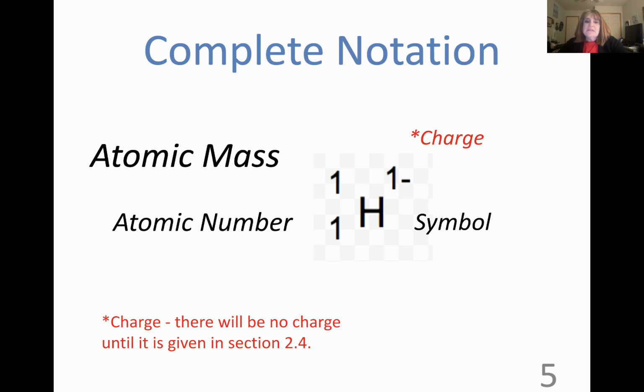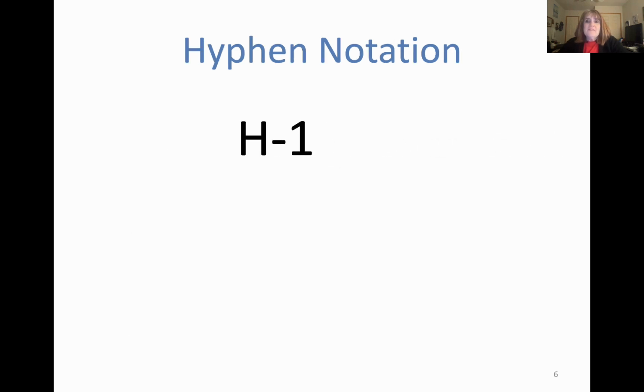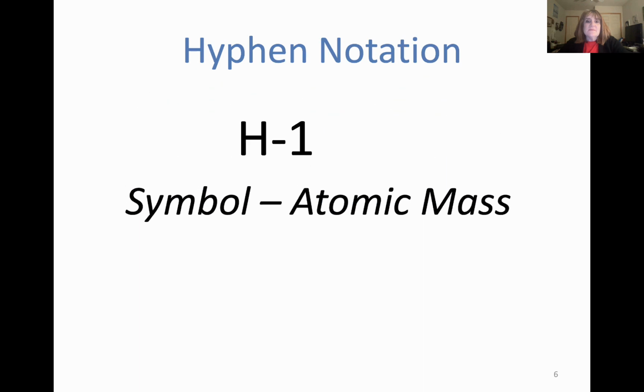This is known as complete notation, and you do need to update your cards with their atomic mass and atomic number. Again, to find the atomic mass, you take the average atomic mass listed on the periodic table, round it to the nearest whole number, and that will be the atomic mass. Hyphen notation looks like this. It is simply the symbol and its atomic mass. Again, to find the atomic mass, you take the average atomic mass from the periodic table and round to the nearest whole number.